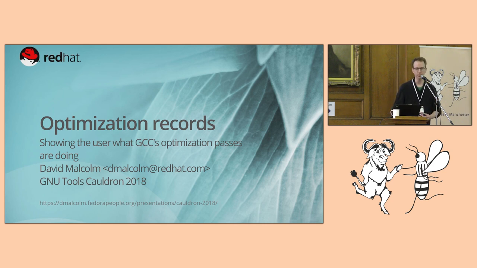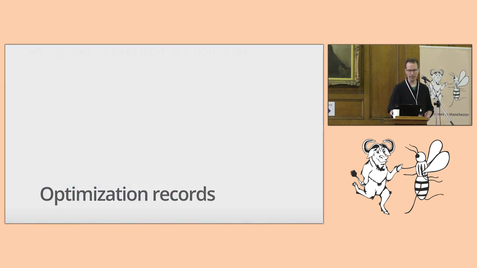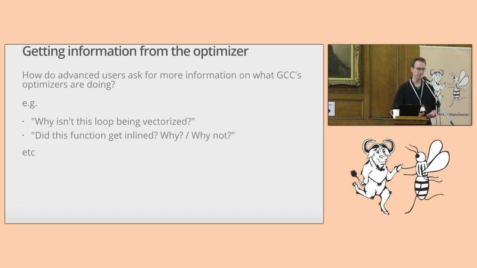And I'm going to be talking about, well, optimization records, showing the user what GCC's optimizer's doing. So the question is, how do advanced end users get a sense of what GCC, the optimizers, are doing? Questions that a user might ask are: why isn't this loop getting vectorized? Did this function get inlined into this other function? If so, why not? Or why? Why are these decisions being made?